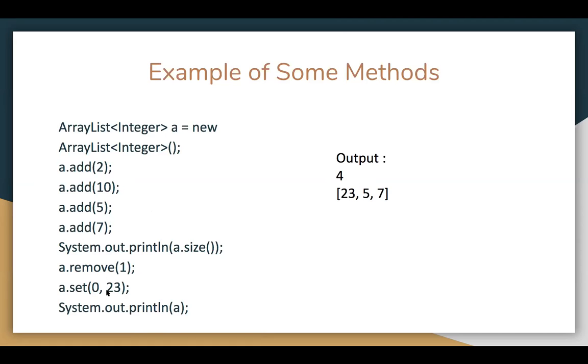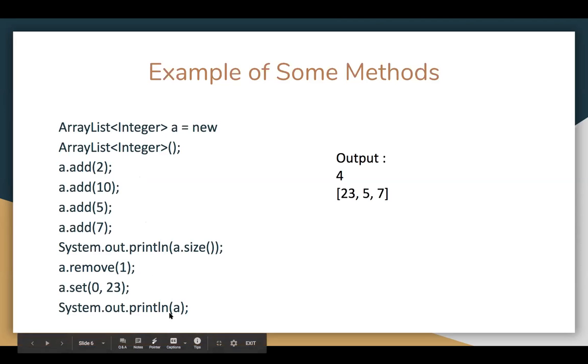This next one, a.set. Remember, it takes 2 parameters: the index you want to change and the value it's going to set it to. So it's saying that we're going to take the 0 index and set it to 23. If you remember, the array list right now is 2, 5, 7. And we're taking the 0 index and setting it to 23. So then it'd be 23, 5, 7.